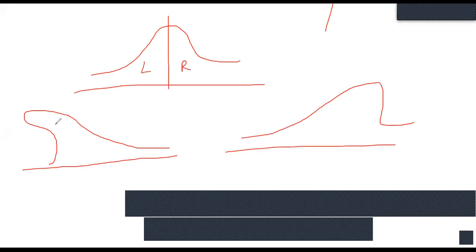If the distribution is bending to the left, we say this is skewed to the left, or others will say it is negatively skewed. The distribution looks like that, it means it is skewed where? To the right.